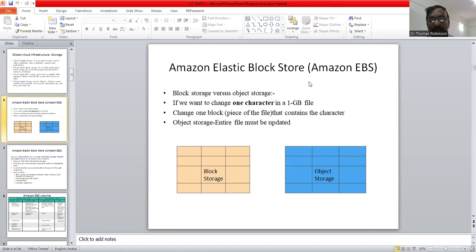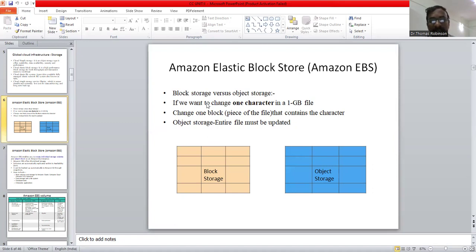According to these two types, there are two different characteristics. For example, if you want to change one character in a file of 1 GB capacity in block storage, we can change that particular character in the file, and automatically it will change.